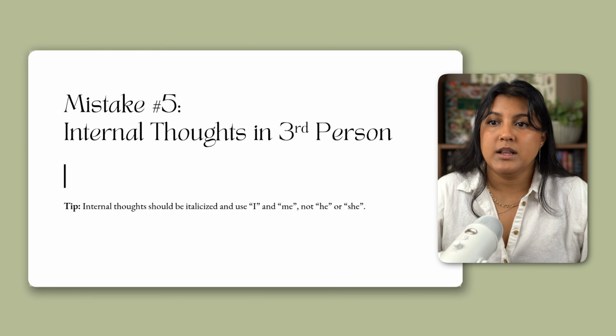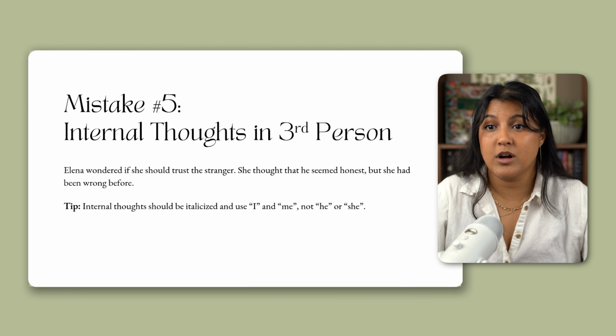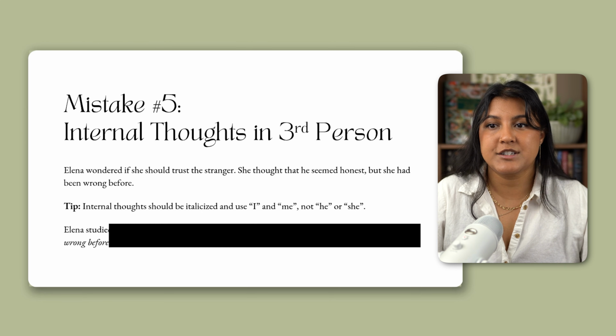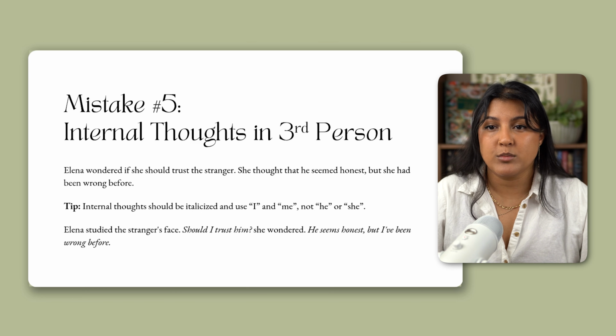So instead of writing, "Elena wondered if she should trust the stranger. She thought that he seemed honest, but she had been wrong before." Try writing it as, "Elena studied the stranger's face. Should I trust him? she wondered. He seems honest, but I've been wrong before." The italicized first-person thoughts feel more authentic and immediate than the third-person version.